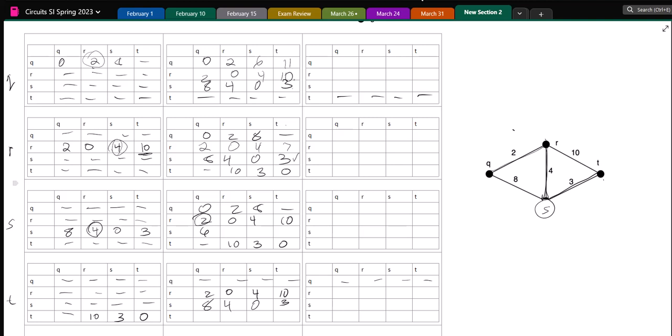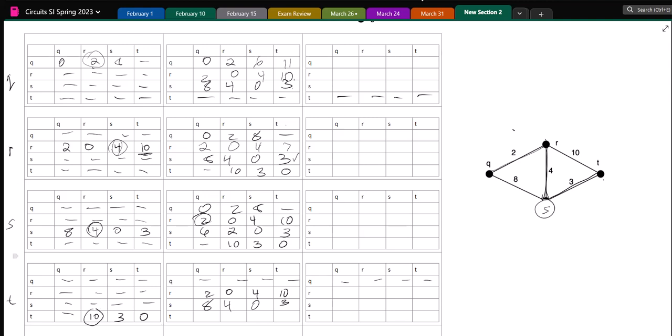Okay, now to get from S to R, would it be cheaper to go through Q? Well, let's see. How much does it cost to get to Q? 8. So no, that would not be cheaper. S to itself is 0. Is there a cheaper way to get to T? No. Okay, now for T, to get to Q, we can go through either R or S.